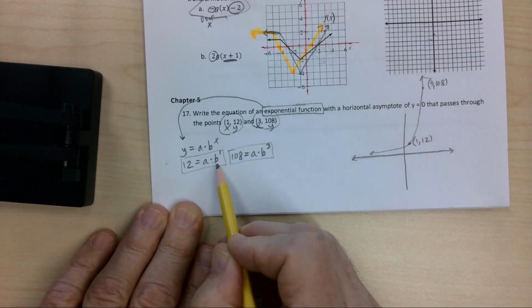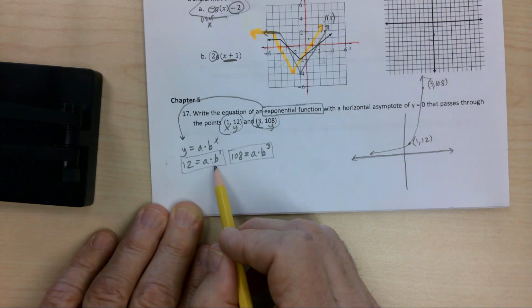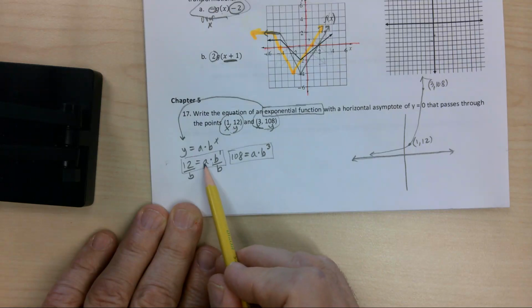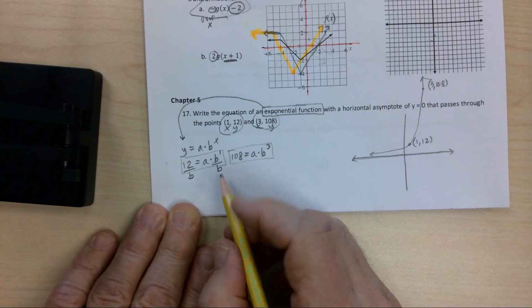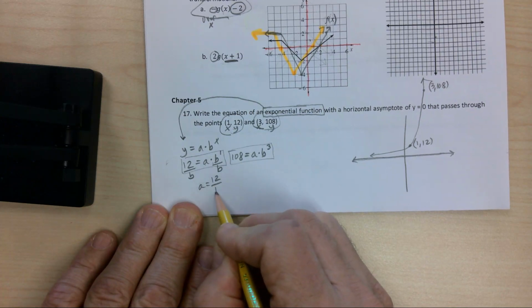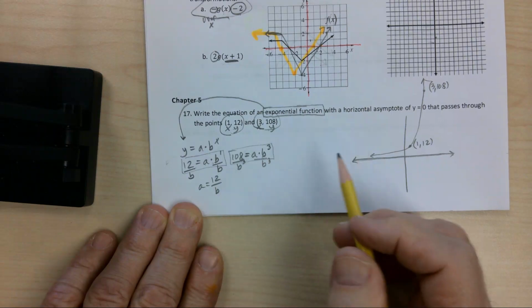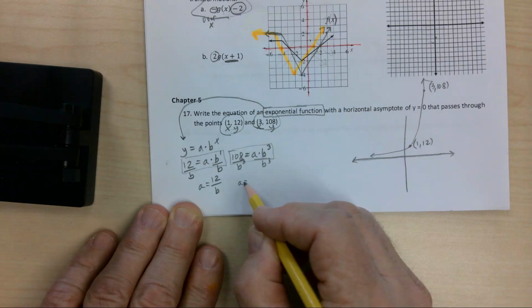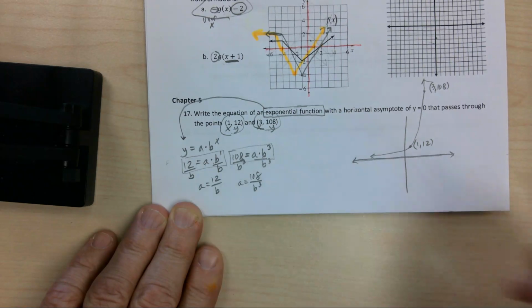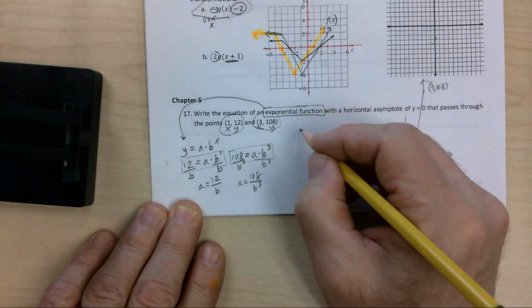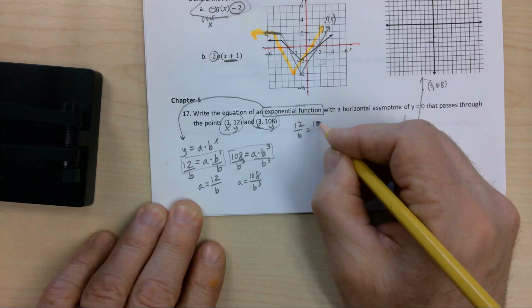Now this is the simpler one, so I'm just going to go ahead and divide by B. I was going to divide both sides by A, but I think that would just complicate things. So A equals 12 over B. And then if I divide by B cubed here, I get A equals 108 over B cubed. Now this is not the only way to use substitution, but this is the road I've chosen. So if they both equal A, then I know 12 over B equals 108 over B cubed.